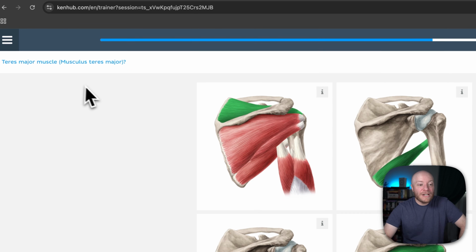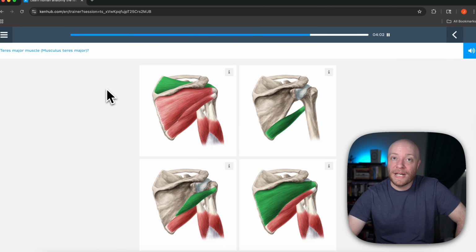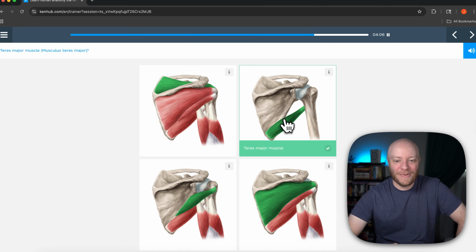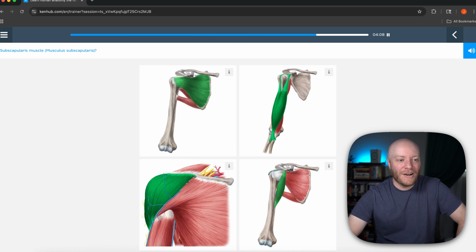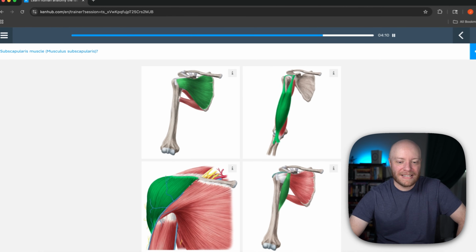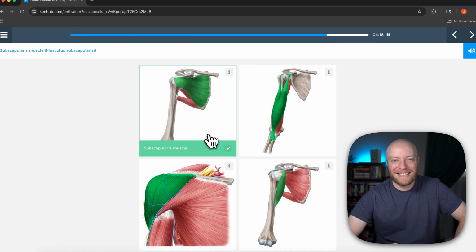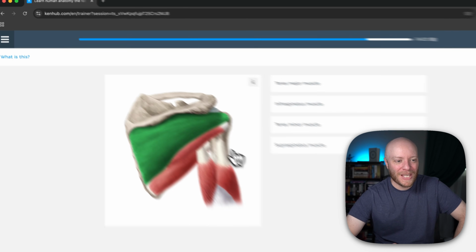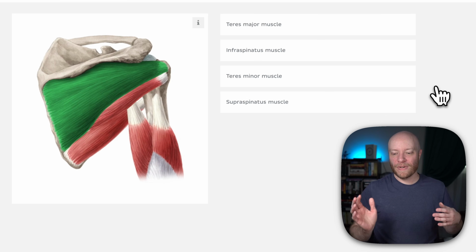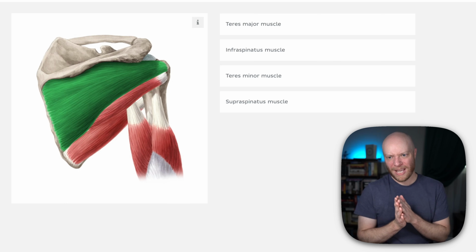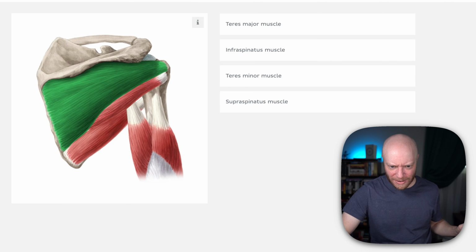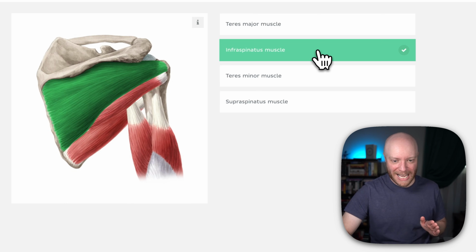So, teres major. All right, so where is teres major? That is going to be this one right here. All right, subscapularis. It's asking it again. But now you're seeing 2 new images that we have not seen before, which makes this subscapularis. What is this muscle? I'll give you a brief second. In fact, we have like 35 seconds left, so we've got to go fast. Who is it? Infraspinatus. Yes.